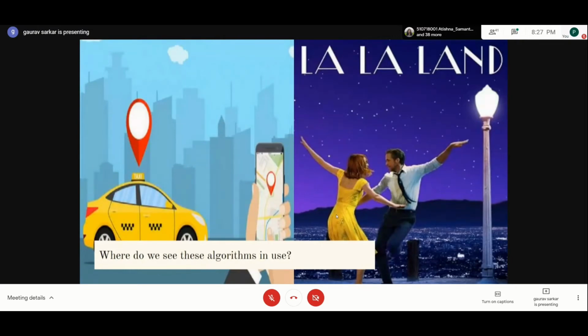Now I guess you can see on your screen the poster of La La Land. You might be wondering why I've given this La La Land thing. Let me tell you, this La La Land movie was used as a source. The data from this La La Land movie was taken and used for increasing the revenues of the movie The Greatest Showman. And this is a very good example of targeted marketing.